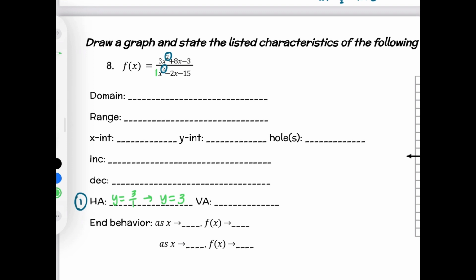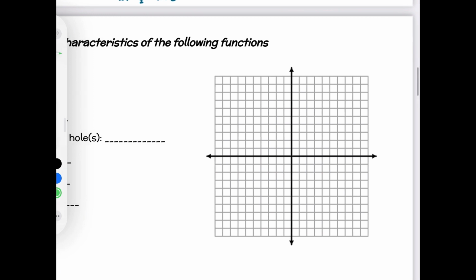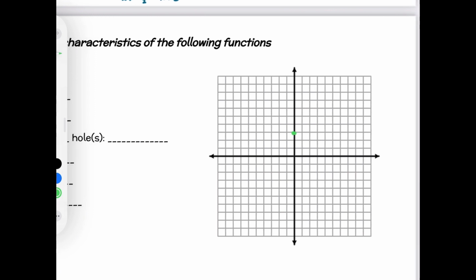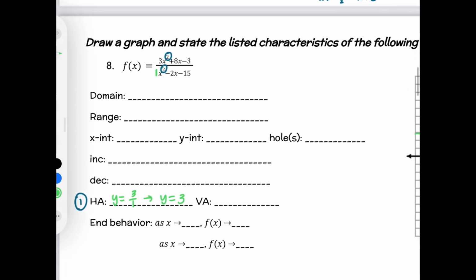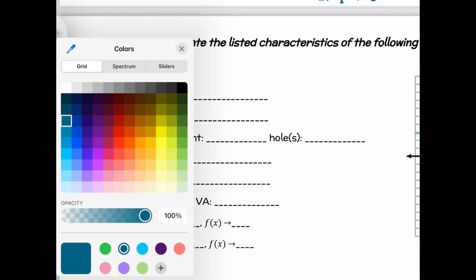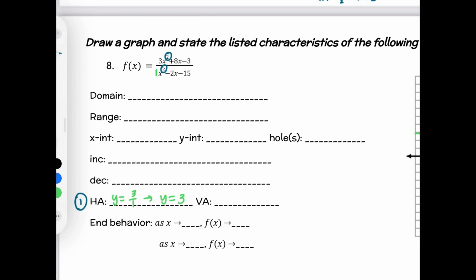All right, I'm going to go ahead and just put that on my graph so I have it. y equals 3, that's a horizontal line at y equals 3. All right, so the second step would be to figure out our hole. This is where we have to factor and see if anything is going to cancel out. I'm not going to go through the steps of factoring again.